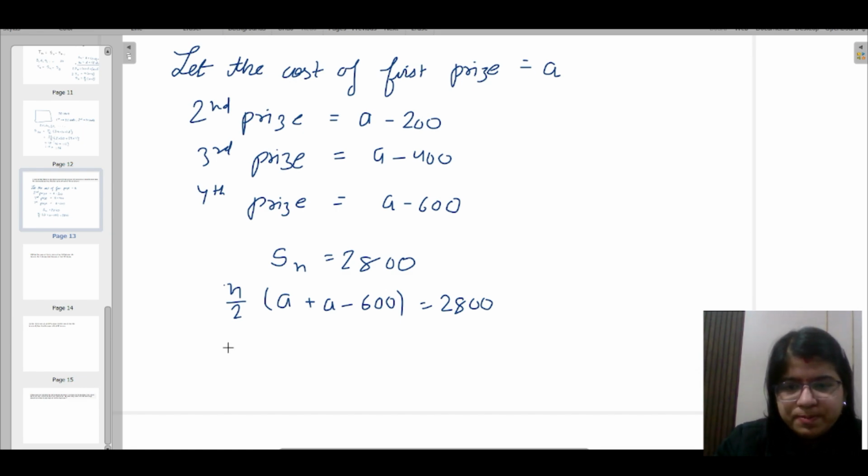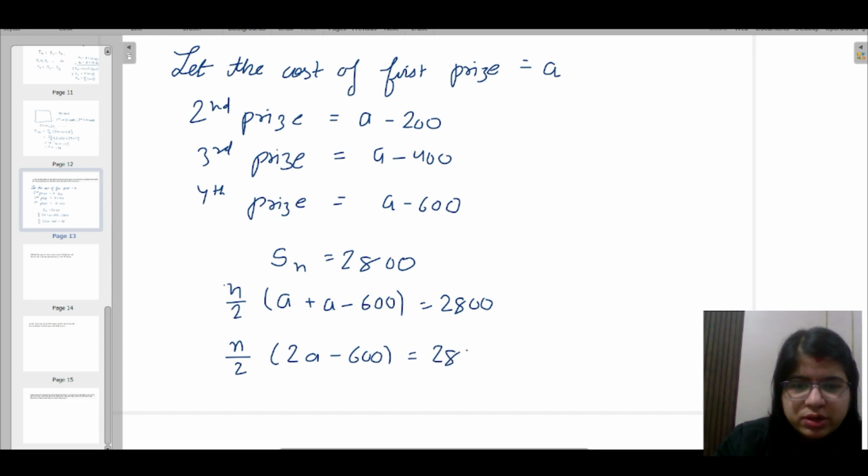So we are having n by 2 into 2A minus 600 is equal to 2800. Okay, n is how much here? 4. So 4 upon 2 will be 2 here. So we will have 2A minus 600 is equal to 2800.